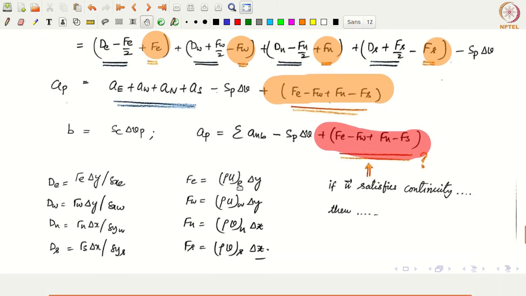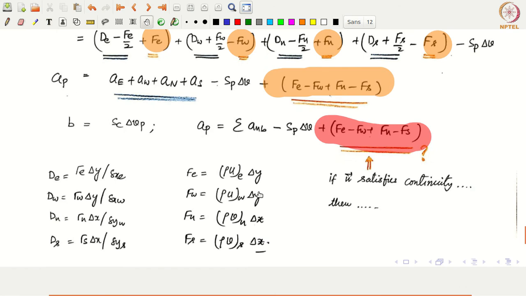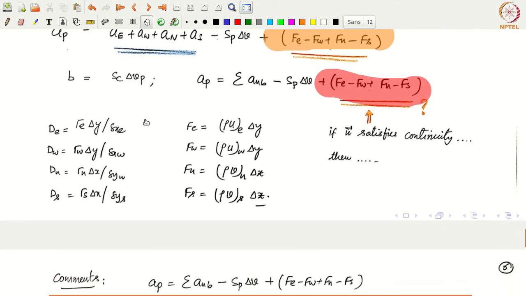Now, in all these quantities we have just listed what DE and FE are, but the definitions we already know. D east would be gamma E delta y by delta x E, D north would be gamma N delta x by delta y north, and similarly F east is rho u east delta y, F west would be rho u west delta y, F north would be rho v delta x, and so on. These are all known values because density, velocity and diffusion coefficient are known. So essentially we have now formulated the equation.